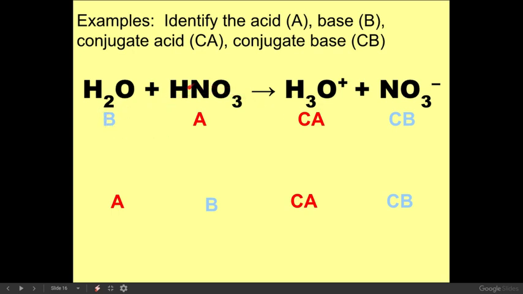HNO3 loses this H, and now we have NO3. So this acid here becomes the conjugate base on the right side of the arrow.